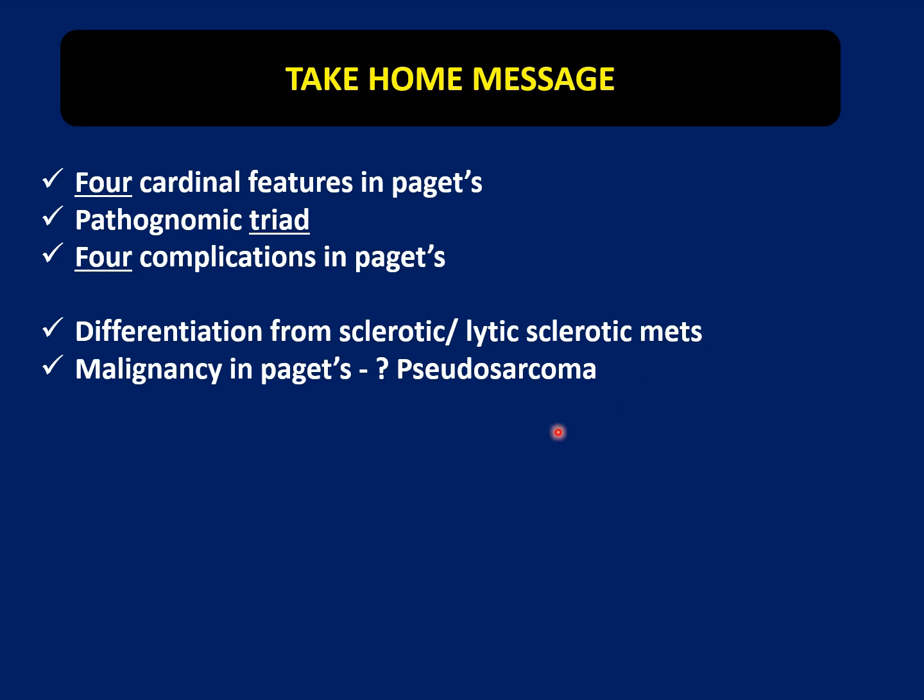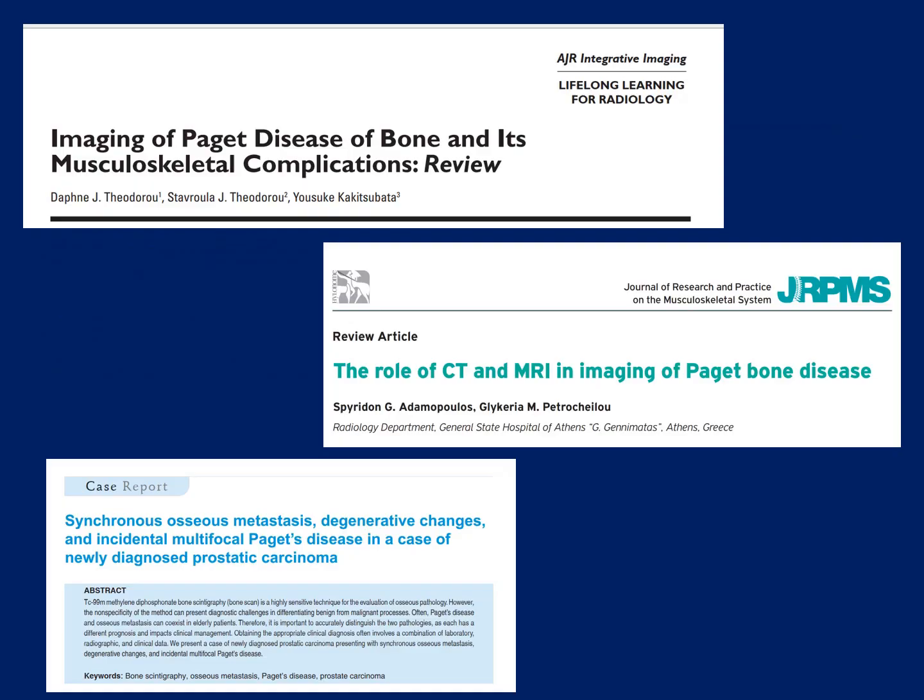We also discussed the various malignancies which can occur in Paget's disease, and there is something called pseudosarcoma also, where there is increased bone formation which also leads to a soft tissue mass, but usually there won't be any cortical breach. So all soft tissue masses we see in Paget's disease need to undergo biopsy to rule out what kind of malignancy is present in the patient.